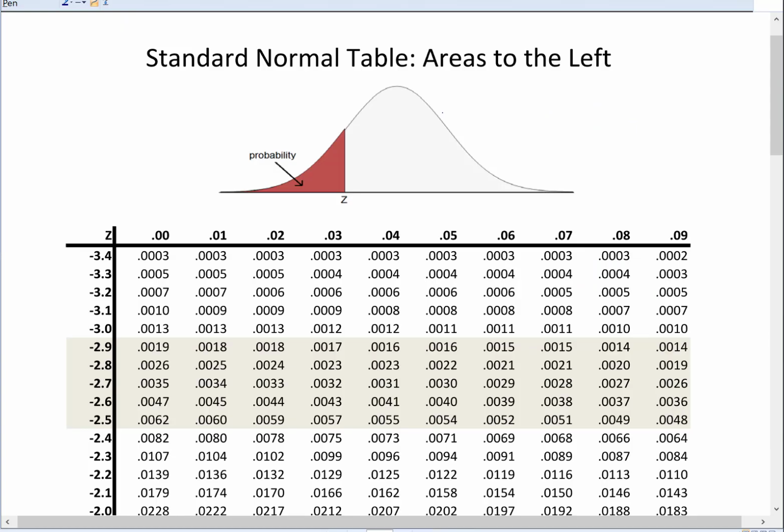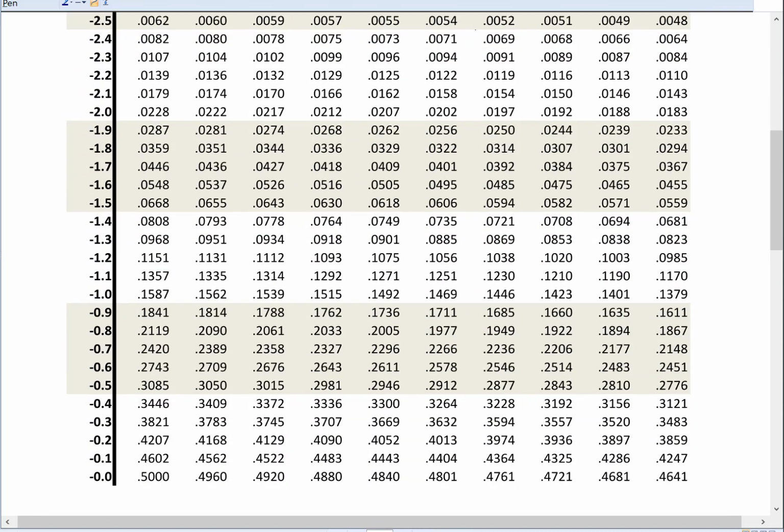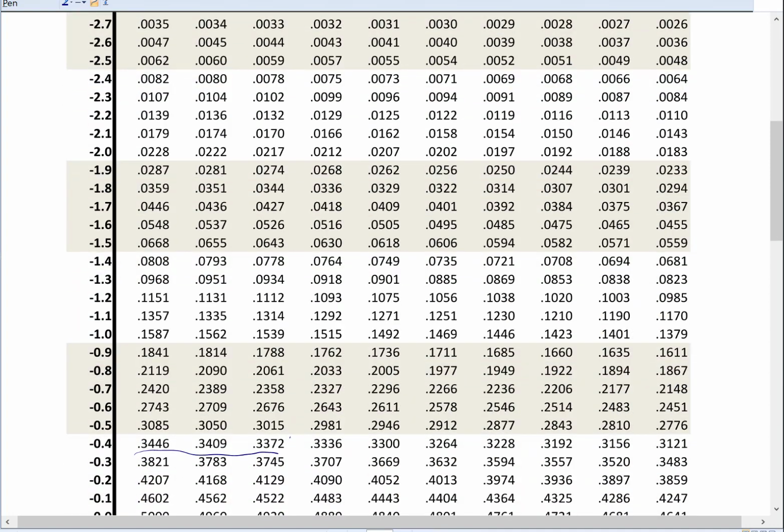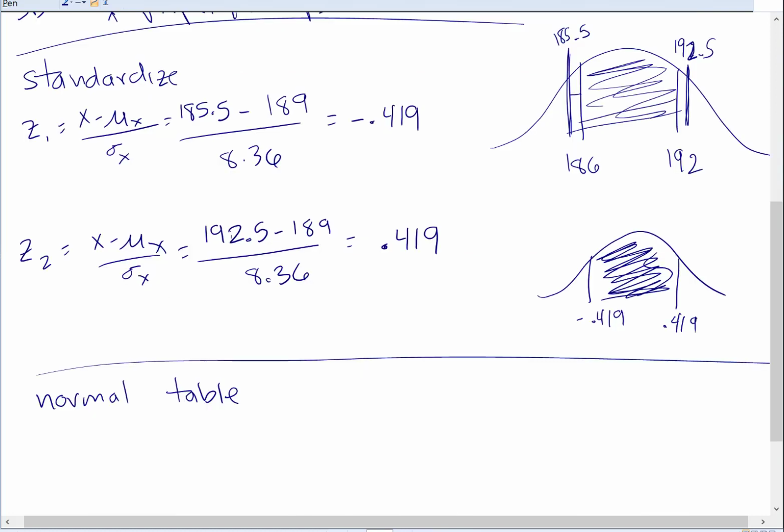So if we look up negative 0.419, so negative 0.4, and then 19 would probably just round to that 2. So we're really looking at negative 0.42. So that would be this here, this 0.3372. But that is only this area right here, 0.3372. So let me just redraw my picture. So we're looking for the area in the middle, but I found this area is 0.3372.